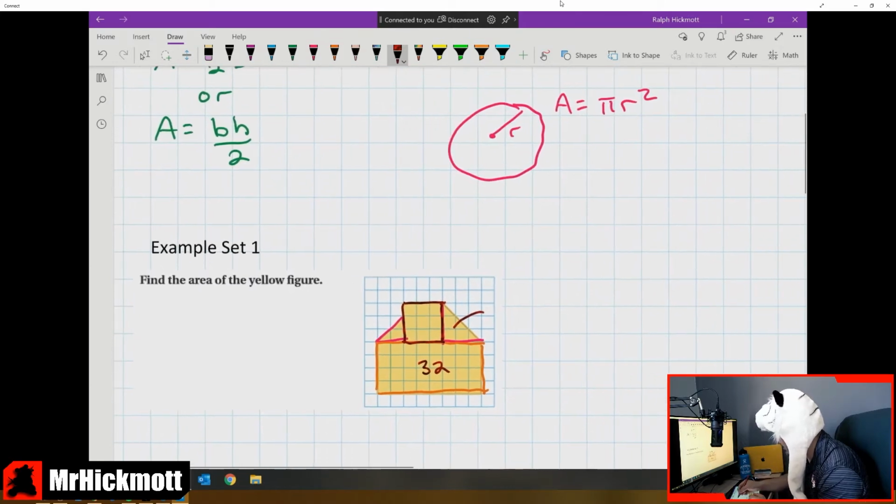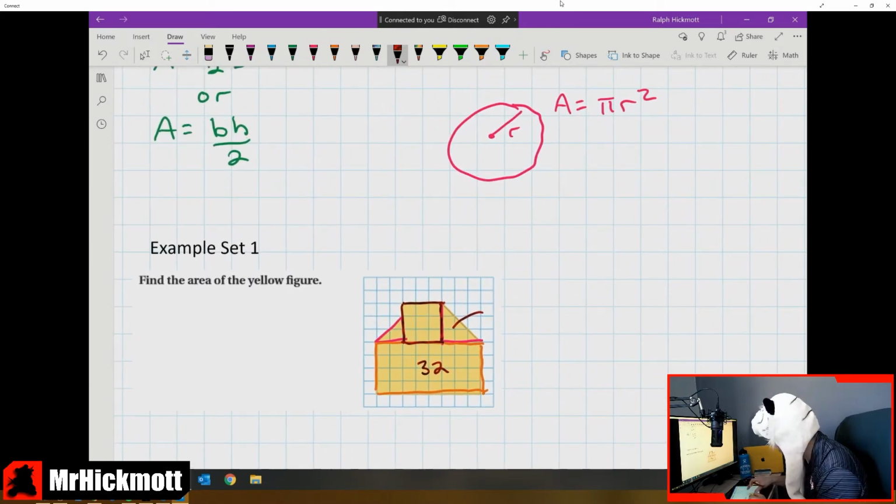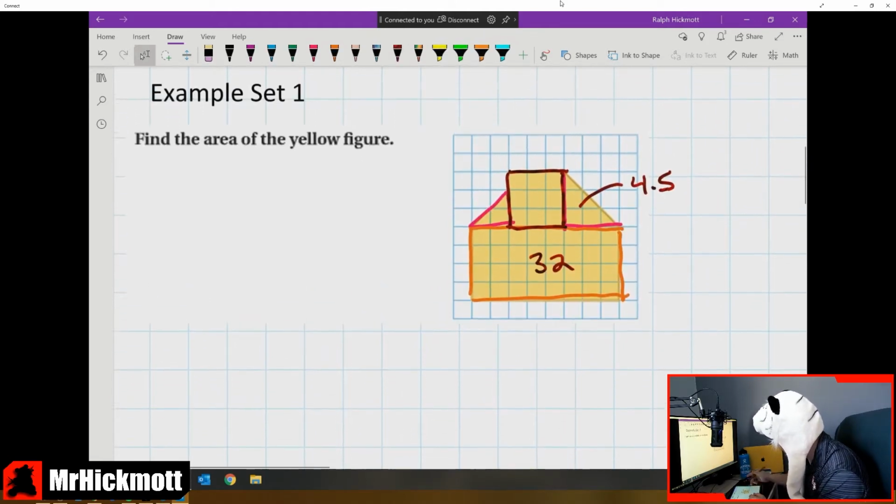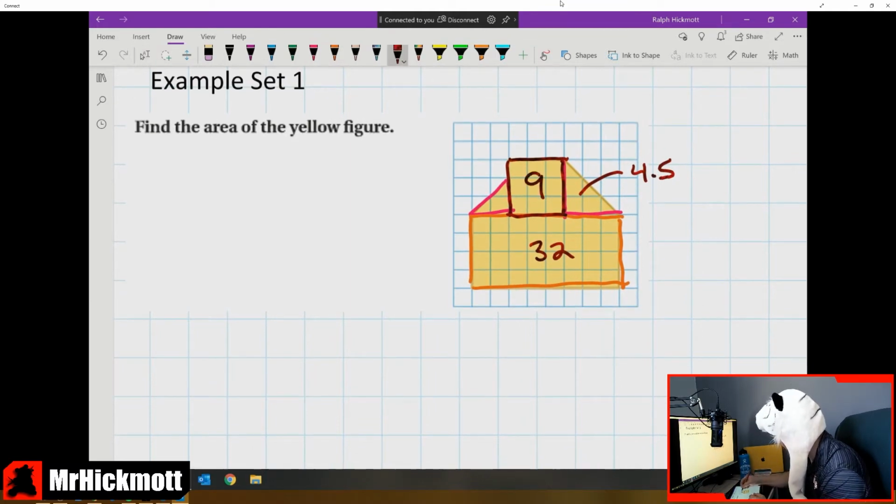So our formula is base times height divided by 2. So it's 3 times 3 divided by 2. 9 divided by 2 is 4.5. This is a lovely looking square, and so that's easy to count that there are 9.